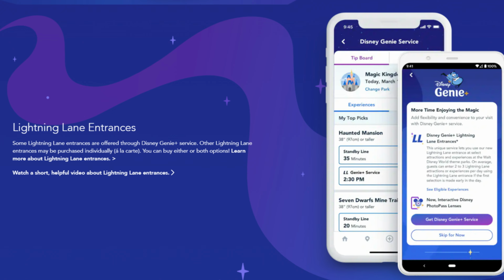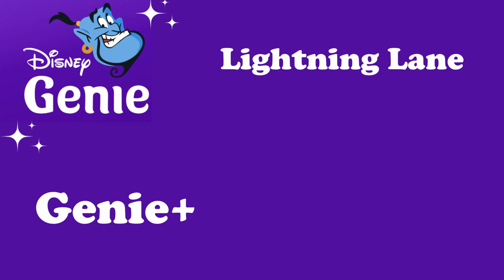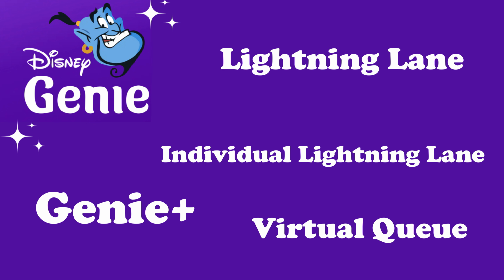Today, I'm going to break down every component of it for you so you feel prepared for your next Disney World vacation. First, let's talk about the lingo, because there are a lot of words that we will be using that sound the same but mean different things. The words are Genie, Genie Plus, Lightning Lanes, Individual Lightning Lanes, and virtual queues.